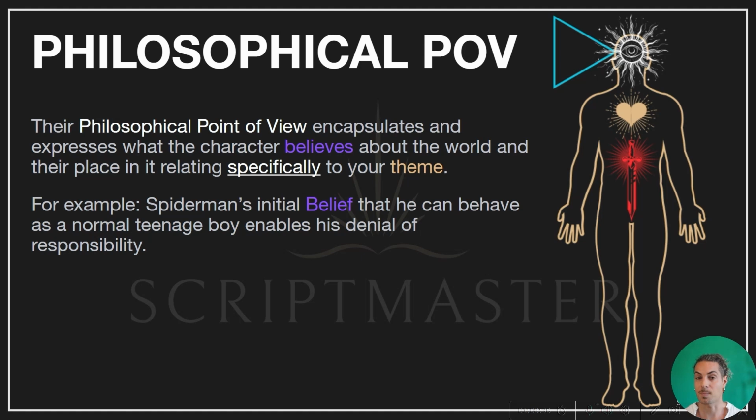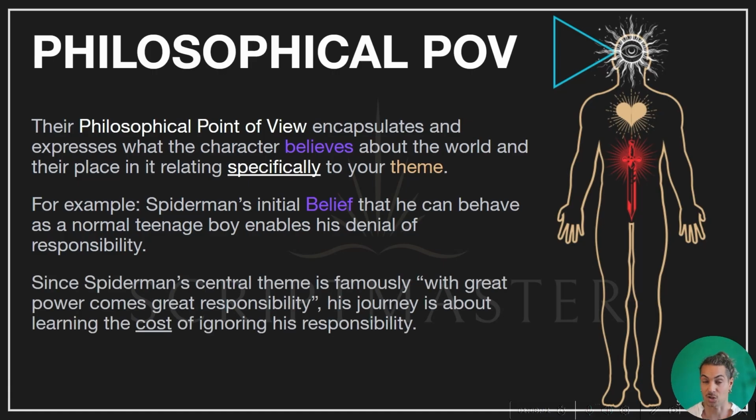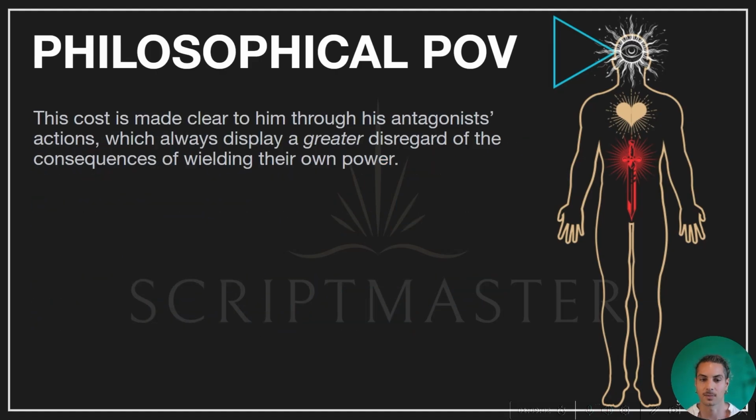So Spider-Man, or Peter Parker's initial belief, is a personal belief that he can behave like a normal teenage boy. And that personal belief about how he shows up in the world is something that enables his denial of responsibility. Since Spider-Man's central theme is famously, with great power comes great responsibility, his journey is about learning the cost of ignoring his responsibility. This cost is always made clear to him through his antagonist's actions, which always display a greater disregard of the consequences of wielding their own power.